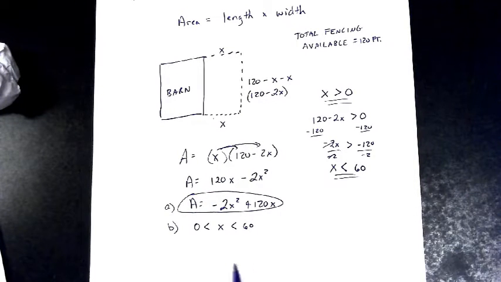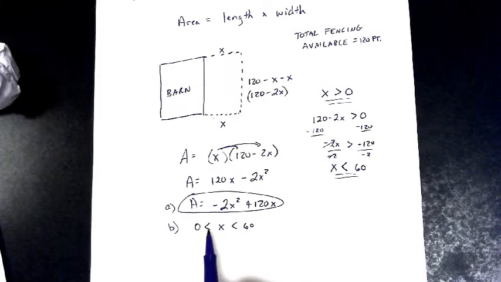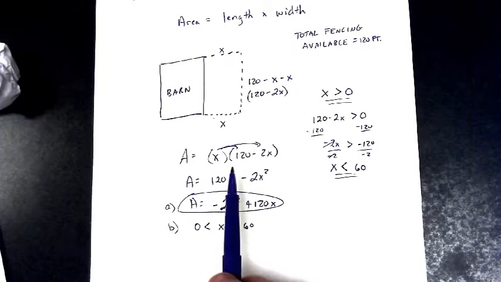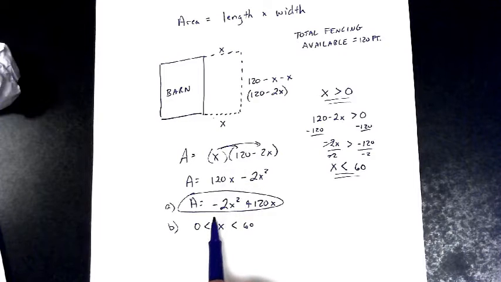So the restrictions on x you would write as 0 is less than x and x is less than 60. So the sides of this fence right here are restricted to being some number between 0 and 60 without equaling either one of them.